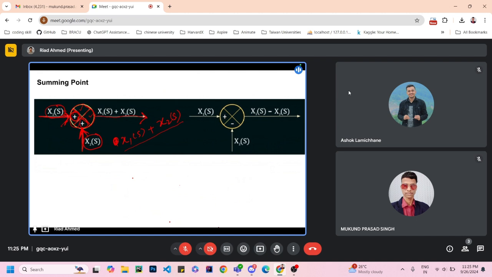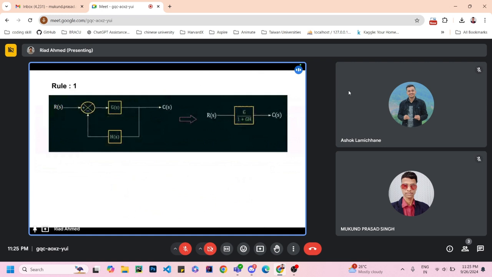So another exception is here. As you can see, this is having a negative sign, so x2 is negative, but x1 is positive. So the equation will be plus x1 of s minus x2 of s. Here we are omitting the plus because this is the first term. Okay, so this is the way you can use your summing point in the block diagram. Okay, so this is the first thing. Now let's look into the rules of the block diagram, and these rules will be used to solve your block diagram.